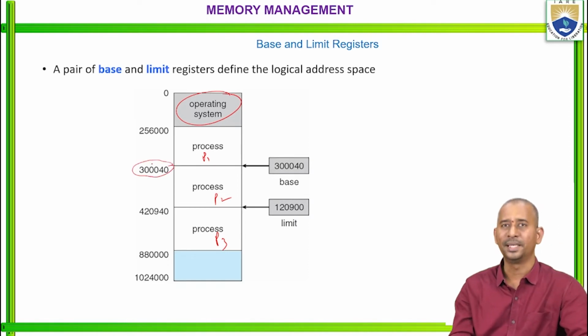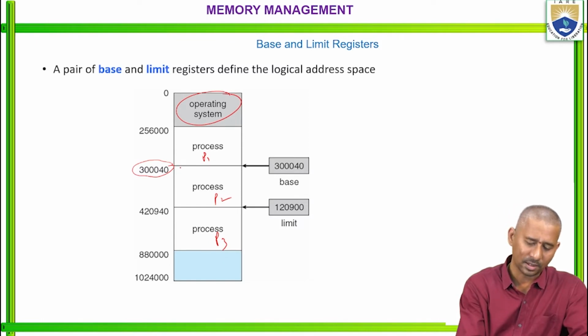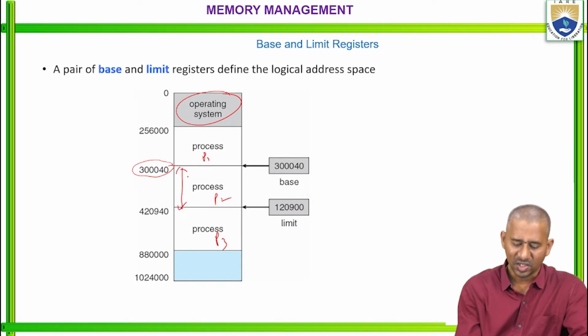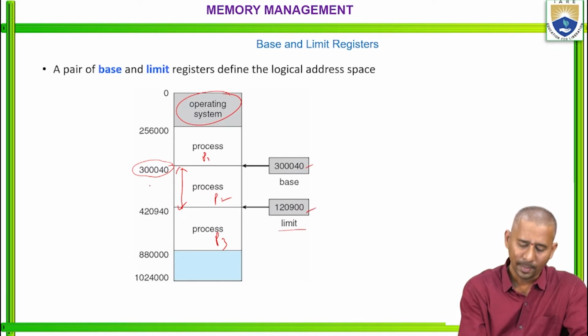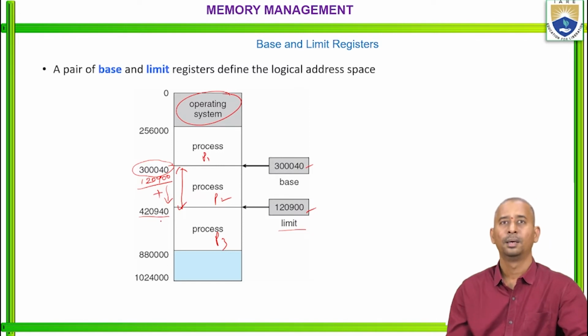See, for this particular process, P2, this is the base. That is the starting address. Then what is the length of that particular process? How much memory will it use? That specifies the limit. 30040 is the base and 120900 is the limit. We need to add them here: 30040 plus 120900. So this is the output.